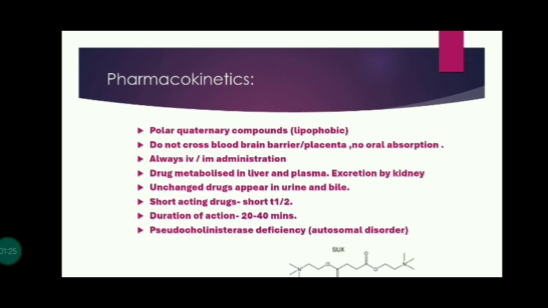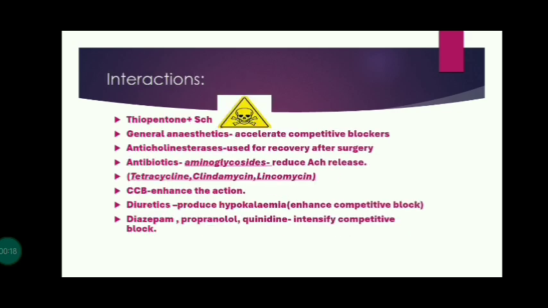Pseudocholinesterase deficiency is an autosomal disorder. So what does pseudocholinesterase do? It breaks succinylcholine into succinyl monocholine and further into succinic acid and choline. In the absence of this enzyme, it causes prolonged phase 2 blockade that includes muscle paralysis and apnea for roughly 4 to 6 hours. Now let's study the interactions of skeletal muscle relaxants with various drugs.